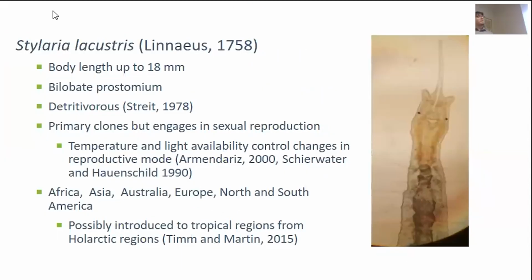So Stylaria lacustris, this little individual here, he's a very nice individual. He's got very nice bilobates, very nice crown, as I like to call them. They can usually get about 18 millimeters long. They're very, very small worms. Once again, he's got that nice bilobate structure. These are detritivores, so they like to eat things that are kind of dead and decaying and debris. They will eat plant material if necessary.